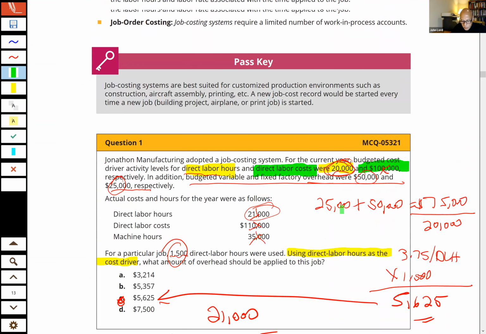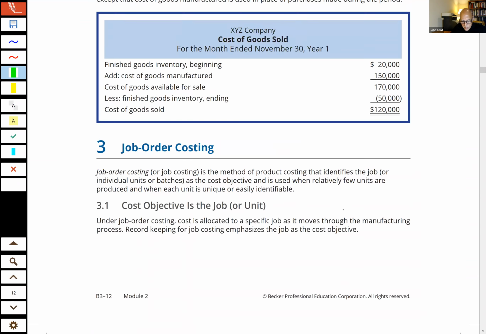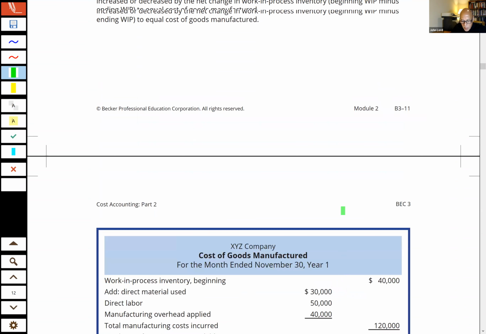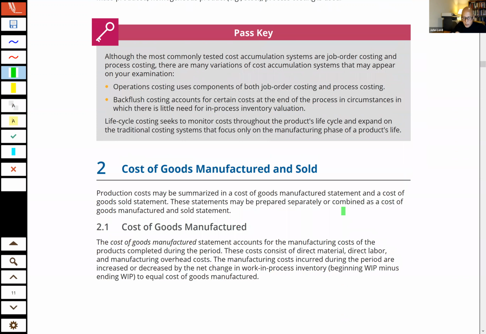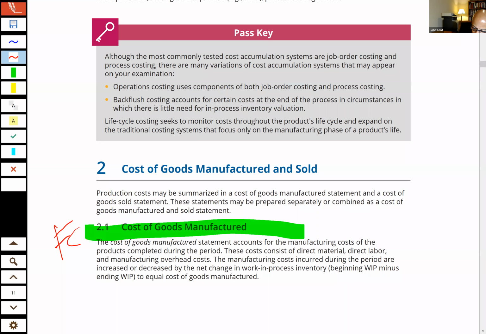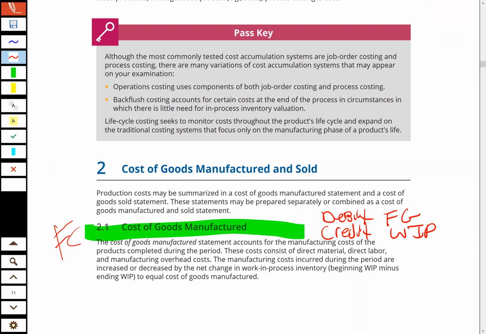a little bit to a couple things that we kind of jumped past. Cost of goods manufactured. I already asked you to flashcard it, okay, on that chart, but just flashcard it again. Cost of goods manufactured is the debit to finished goods and the credit to what? Work in process.